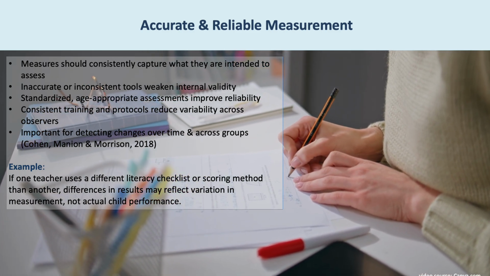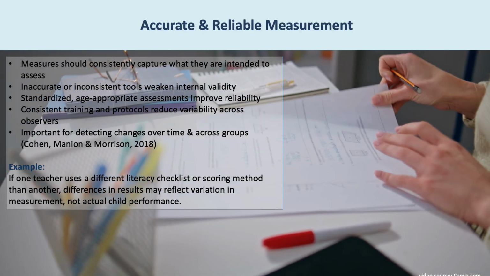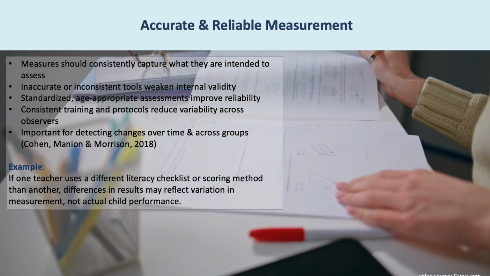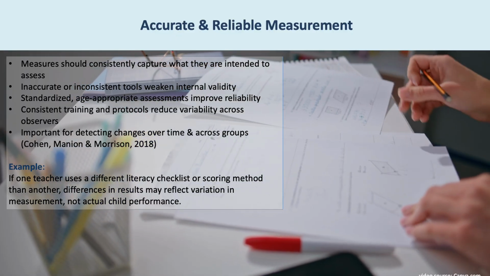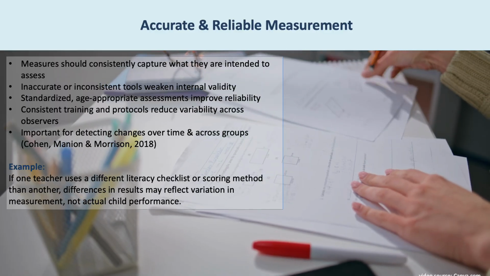This means that the tools we use to collect data must consistently and accurately measure what we intend them to. So in our study, that includes literacy assessments, classroom observations, and parent-reported SES. If these tools are poorly designed or used inconsistently, our findings may reflect measurement error rather than true differences in child development or program impact.